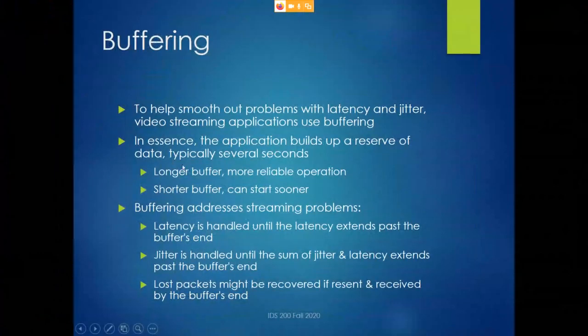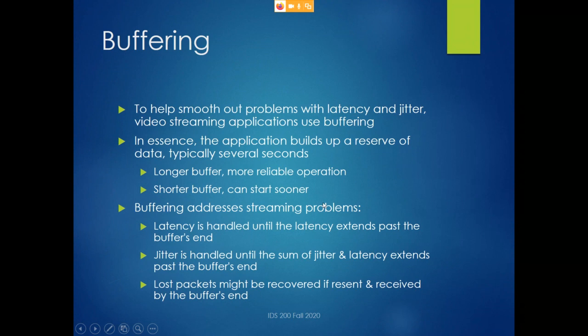So the next thing to talk about is buffering. Video streaming applications use a technique called buffering to help smooth out the traffic flow and thus deal with latency and jitter. In essence, the application is going to build up a reserve of data, typically several seconds or even a minute or more. That way, if there are any interruptions in the data flow, the application will still have available some reserve of video play time. Now, if you have a longer buffer, you have naturally more reliable operation. In an extreme case, if you downloaded the entire video before playing it, you would have the full buffered video and you could watch the whole thing regardless of what happened with your network operation.